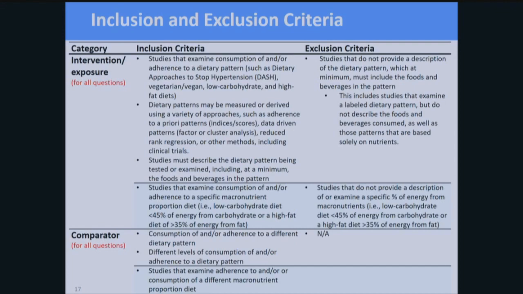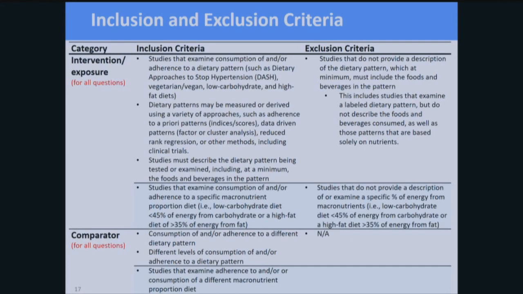These will be studies that examine consumption and or adherence to dietary patterns such as, for example, the Dietary Approaches to Stop Hypertension (DASH), a vegetarian or vegan dietary pattern, a low carbohydrate dietary pattern, and a high fat dietary pattern. They'll be measured or derived using a variety of approaches as specified in this inclusion criteria. Studies must describe the dietary pattern being tested or examined, at a minimum providing the foods and beverages consumed in the pattern for inclusion.